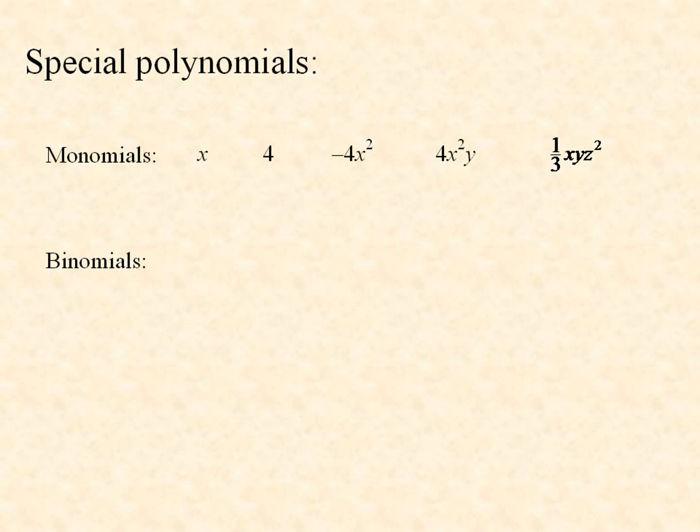Binomials. 7x squared plus 2 is a binomial. It has two terms. Binomial means it has two of them. X plus y is a binomial. 3x minus 4. X third plus 5x squared is a binomial.